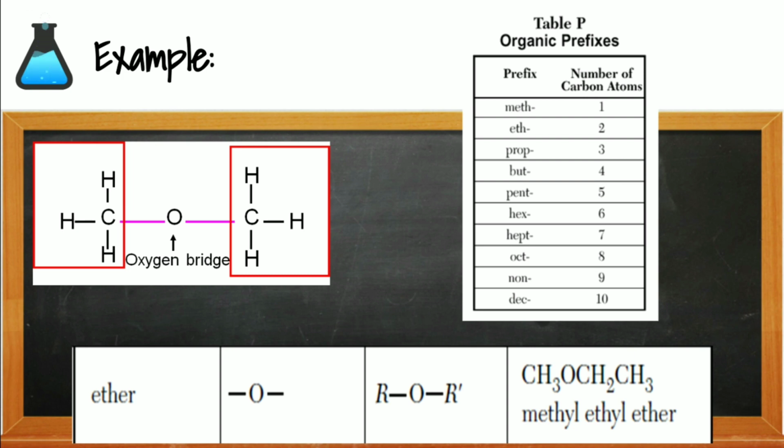So let's look here at this example. Here we have an ether. We can see the included oxygen, and we have a methyl group on the left and a methyl group on the right. So this structure could be called methyl-methyl ether, but usually when we have the same alkyl group, we're going to use prefixes. So what we're going to call this instead is dimethyl ether.